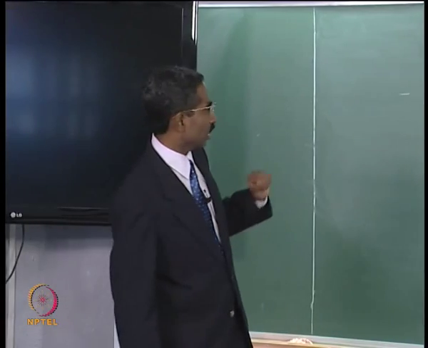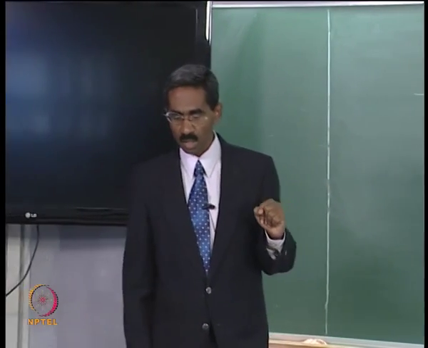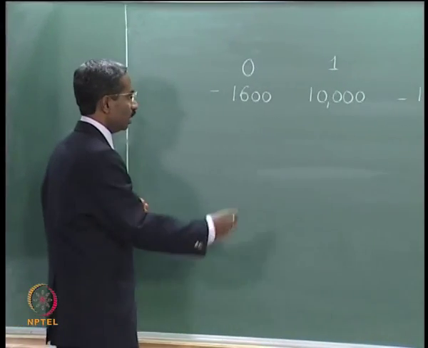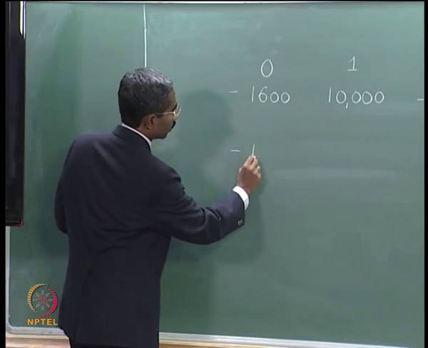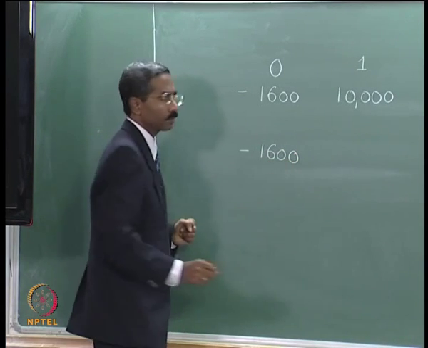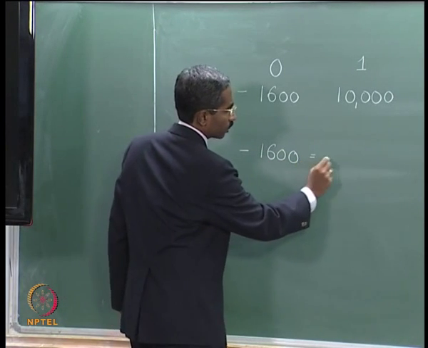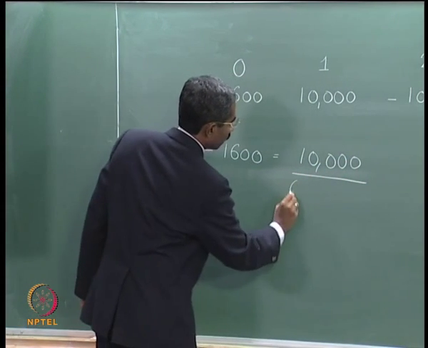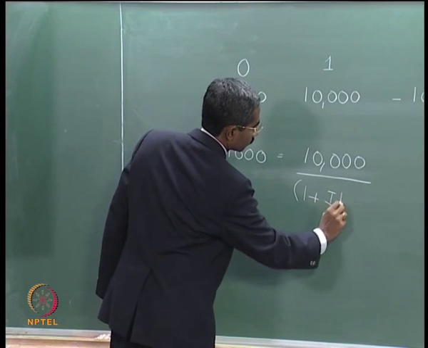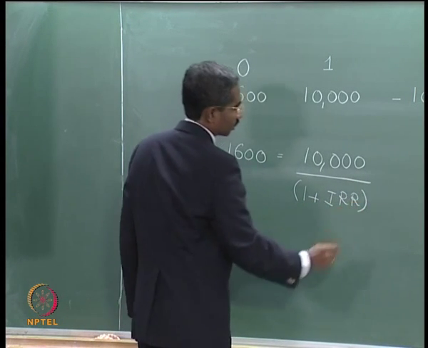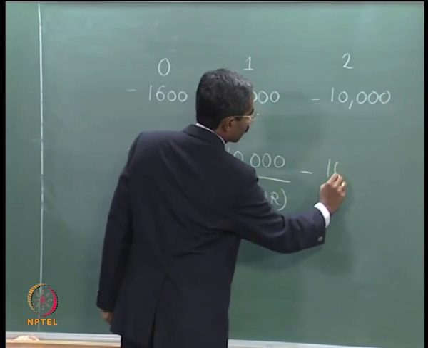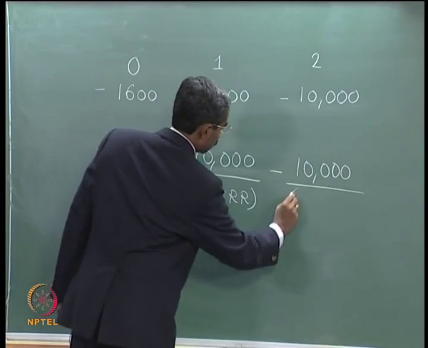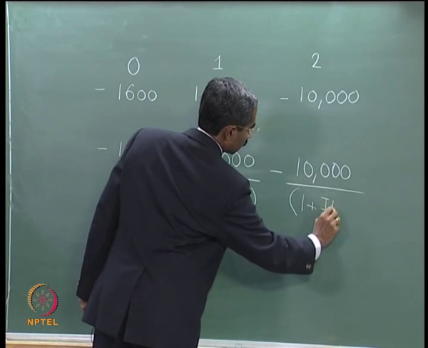Now if we have a project with a characteristic like this, when we try to calculate the IRR, the initial investment of 1600 will be equal to 10,000 divided by 1 plus IRR, where IRR is the internal rate of return, plus minus 10,000, which is the cash flow in year 2, divided by 1 plus IRR squared.